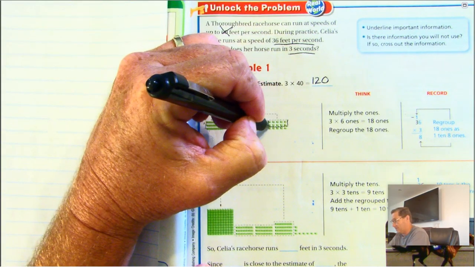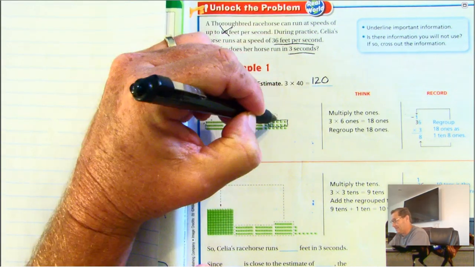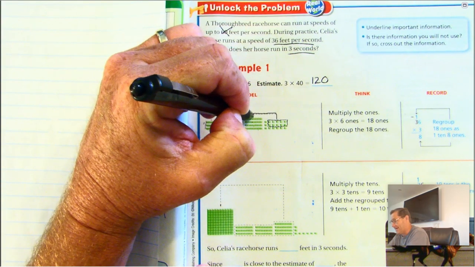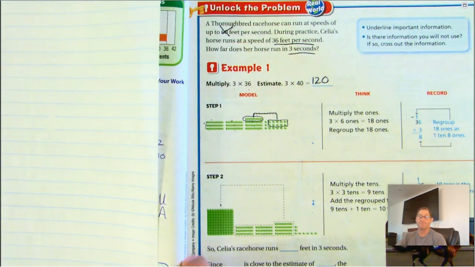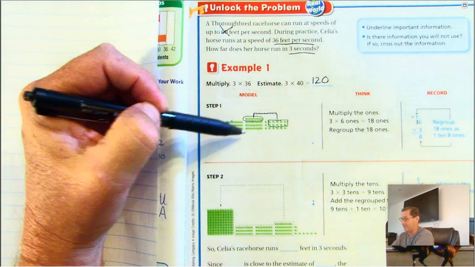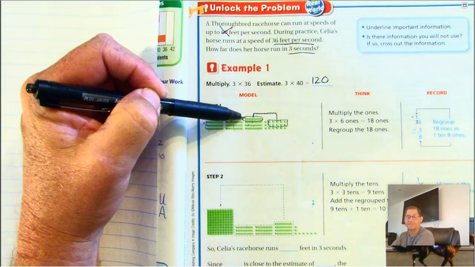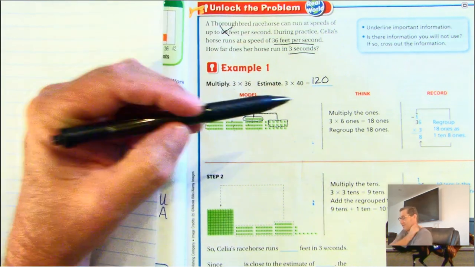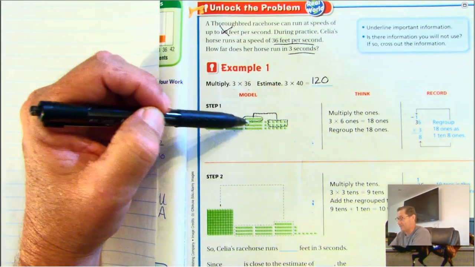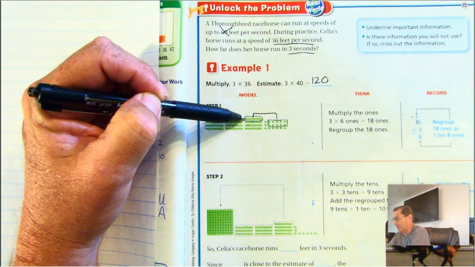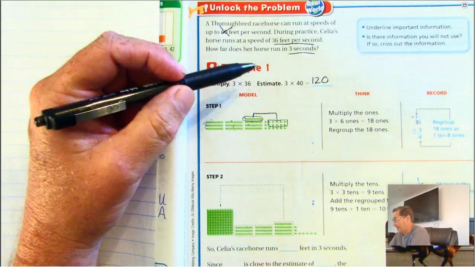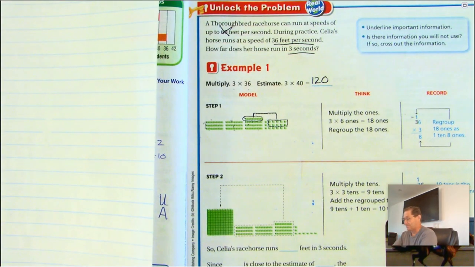We took 10 and we traded it, or renamed it, as an extra 10, right? Because each of these only have 3 tens. Now there's 4 tens in this area. So all we did was took 10 of the ones and we're trading them for one rod. Okay, so step 2.